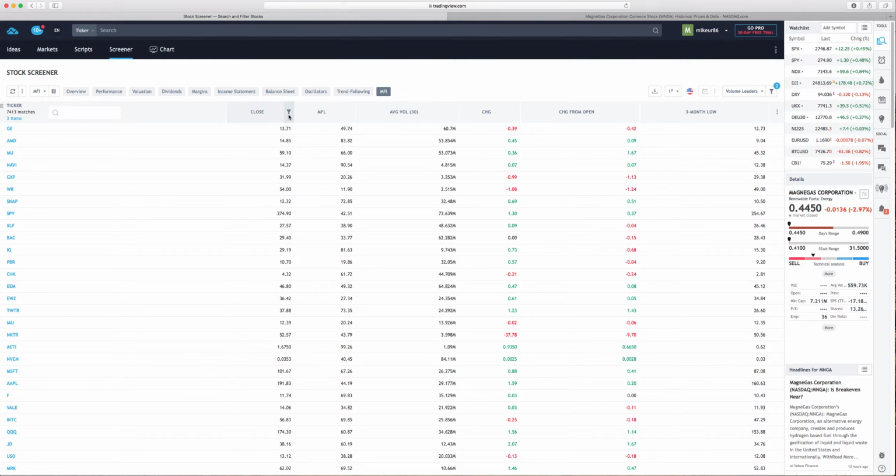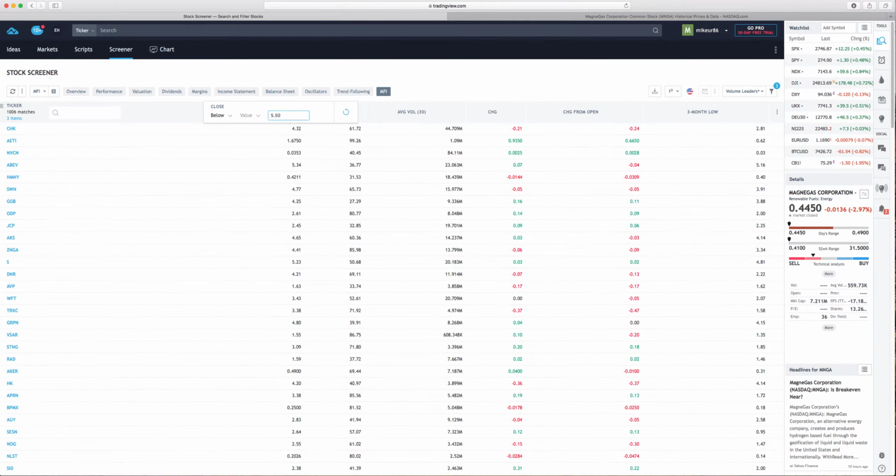The first one is the closing price. We want to screen for stocks that are going to allow us to buy a good amount of quantity to exit at 5% and make a decent amount of money. So I look at stocks that are $5.50 or less.